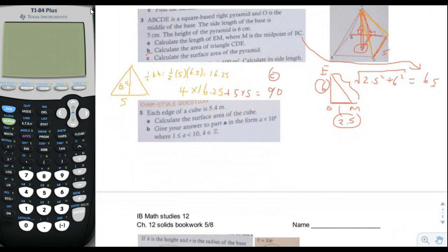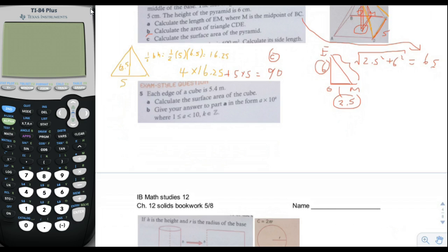Last one, 5. Each edge of a cube is 5.4 meters. Calculate the surface area of the cube. Well, a cube has 6 identical sides, each one of which is 5.4 times 5.4, right? So the total surface area of the cube is going to be 5.4 times 5.4 times 6, which is 175.